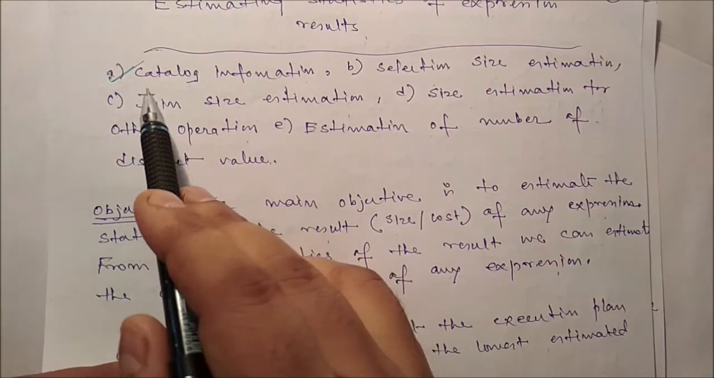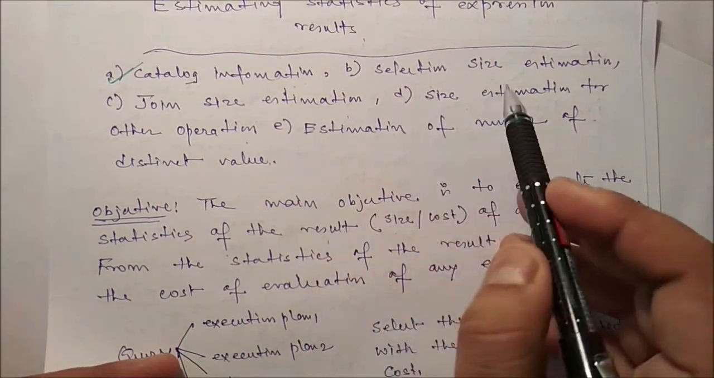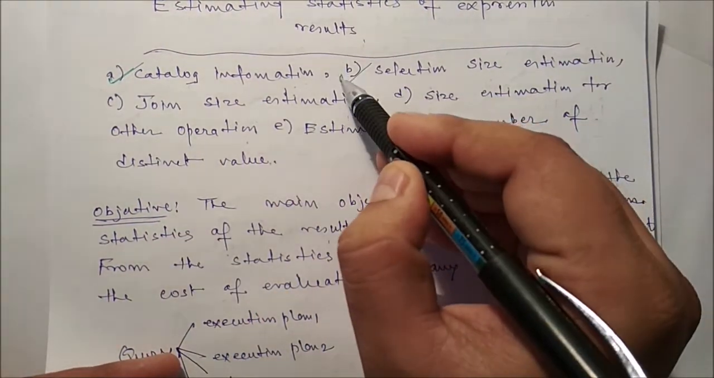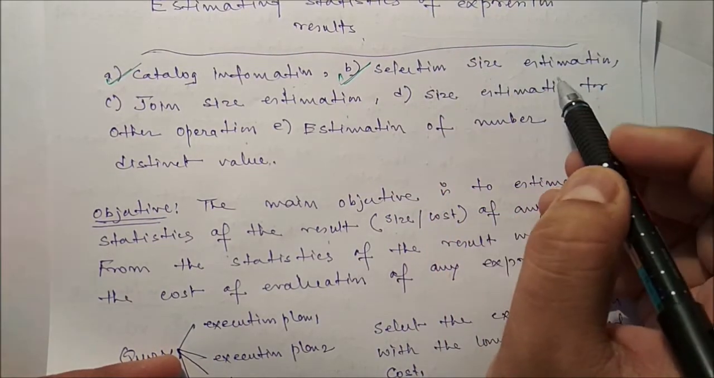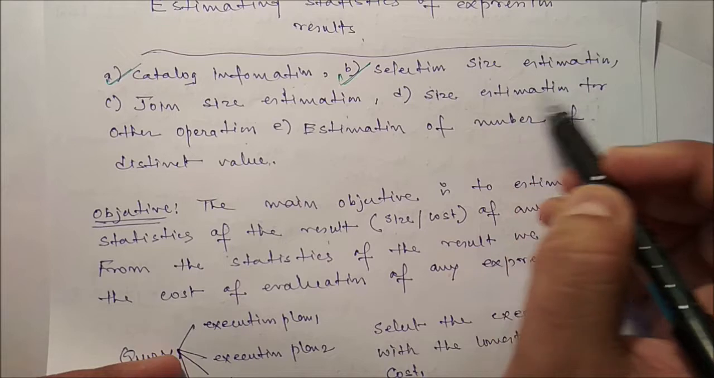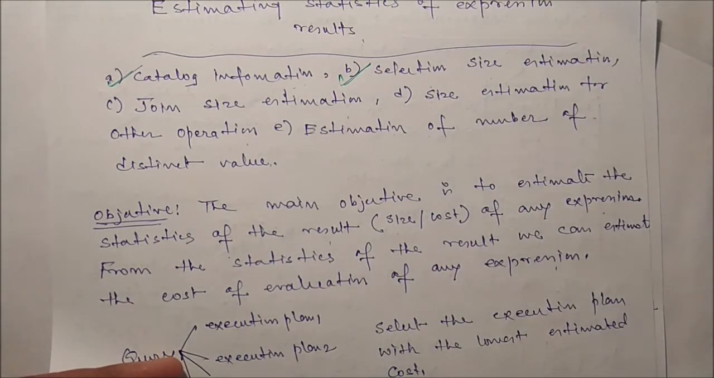Okay, already we have seen the catalog information. Now we'll talk about selection size estimation. If we want to apply a selection condition, then what will be the size of this particular output? We want to estimate that.